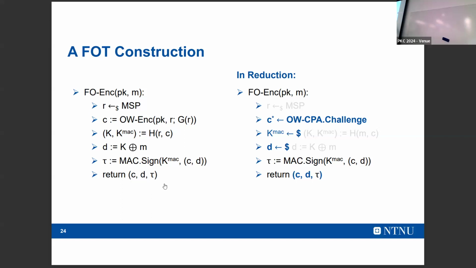So this is a very informal description, but actually we just sample the MAC key for the one-time MAC uniformly at random, and produce the one-time pad also uniformly at random. And everything else is the same in the construction.